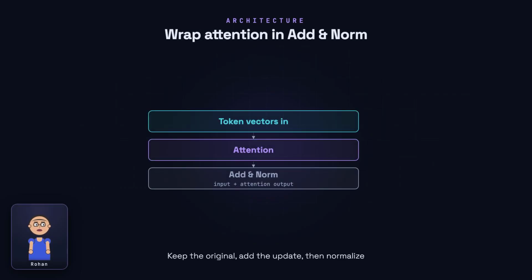Attention does not replace the vector, it adds a correction to it. We take the original vector, add the attention output on top, and then normalize the result to keep the numbers in a healthy range. That keep the original, add the change trick is called a residual connection. It lets information skip past the layer if it needs to.